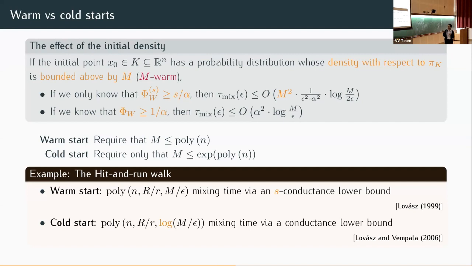So that's the effect of the initial density. If we only know that the S conductance is large, and we use S conductance only because it's going to zero as S gets smaller, then you'll have warm start mixing time. If you have a full conductance bound, then you'll have cold start mixing time. For the hit and run example I gave, Lovász's proof for warm start mixing time of hit and run had an S conductance lower bound, and the Lovász–Vempala proof for the hit and run walk had a conductance bound. Any questions about it?